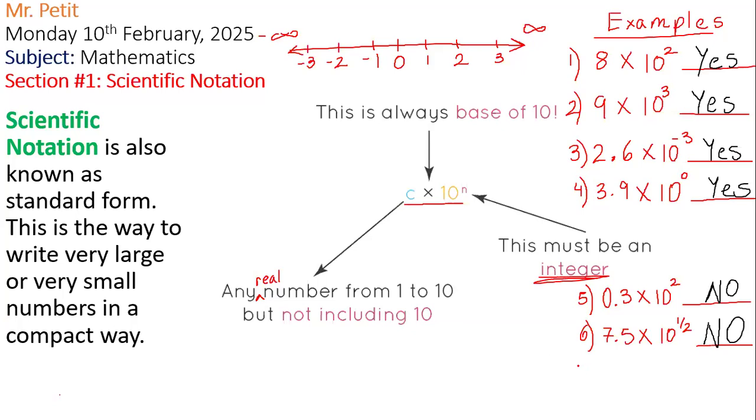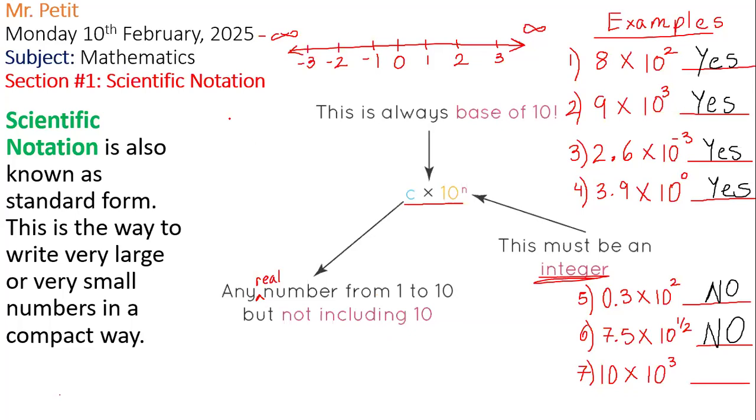Number 7, just for the final one. 10 times 10 to the power of 3. Is this in scientific notation? No. That is not in scientific notation.